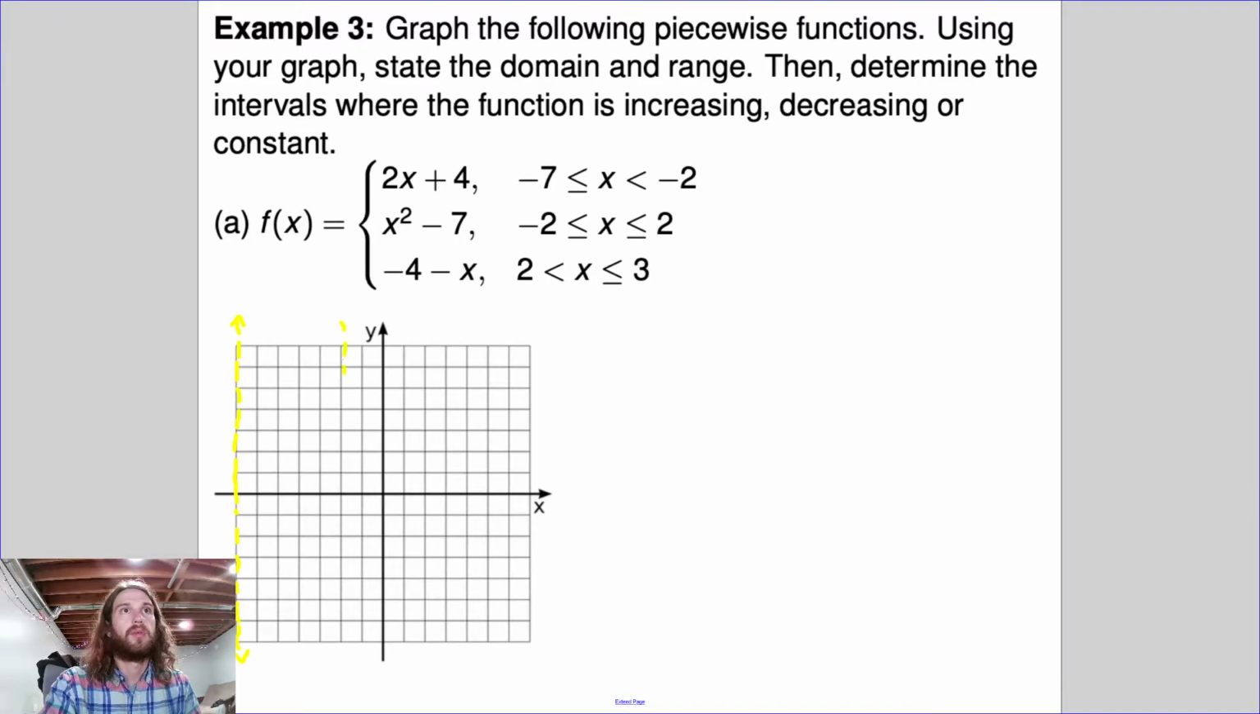Negative 2 is right there. So put our boundaries in so we kind of know where things are headed. Now let's come through and we'll start graphing. This is 2x plus 4. Y equals 2x plus 4. It's got a slope of 2, y-intercept of 4, down to 1.